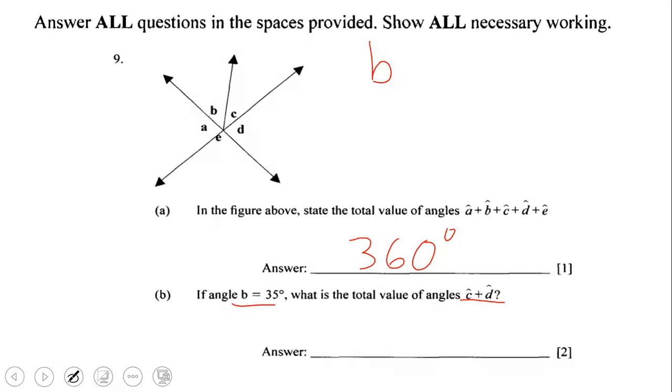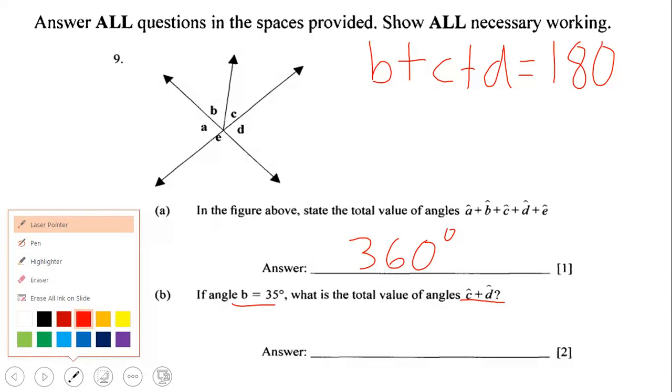Therefore, B plus C plus D equals what? Equals 180 degrees. Why? Because angles on a straight line add up to 180 degrees. Okay, let us continue on the next slide. So indeed, B plus C plus D equals 180.